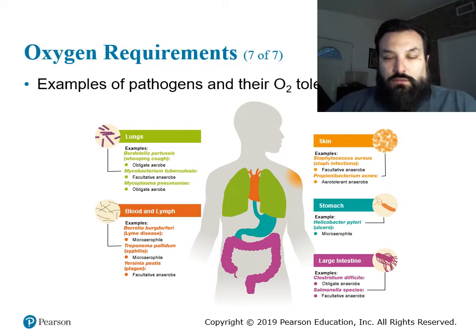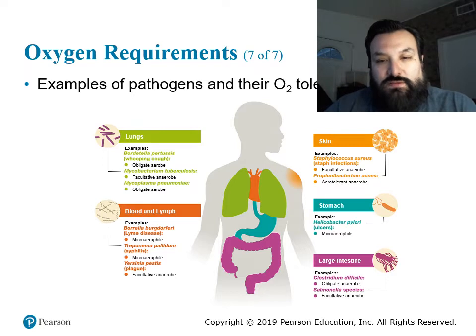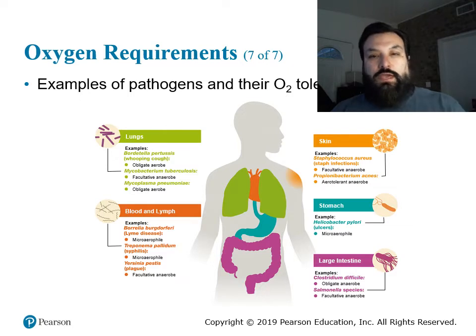Okay, so here's your pathogens, right? Here's the different pathogens that you might find that are specific to different systems of the body, different places of the body, and you can see 5 here: lungs, blood and lymph, skin, stomach, large intestine. You can see some of the pathogens. Now, when you look at these pathogens and you look at where you find them in the body, you can also look at the oxygen level, right? And so that's how we can start to look at these different organisms, these different pathogens, and look at where they grow because of the oxygen levels in those places. That's really what we're trying to talk about here.